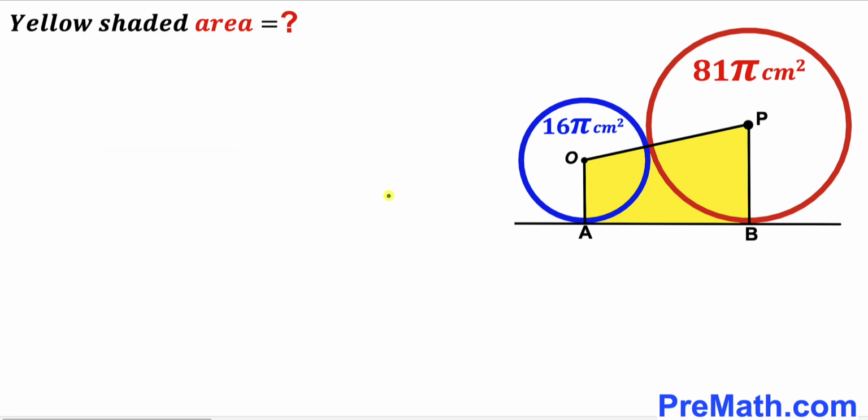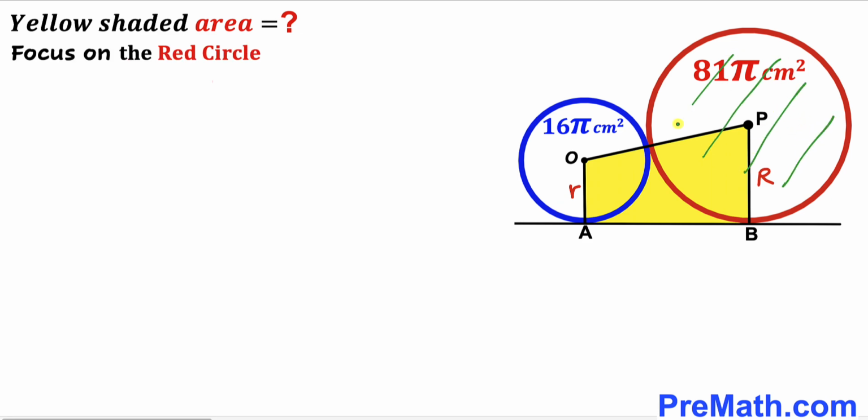Let's go ahead and get started, and here's our very first step. We are going to calculate the radii of both of these circles. Let me label the radius of this big red circle as uppercase R, and the radius of this smaller blue circle as lowercase r. Our task is to find the value of uppercase R and the value of lowercase r as well.